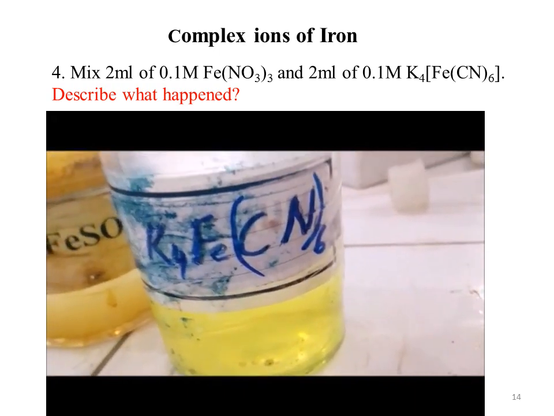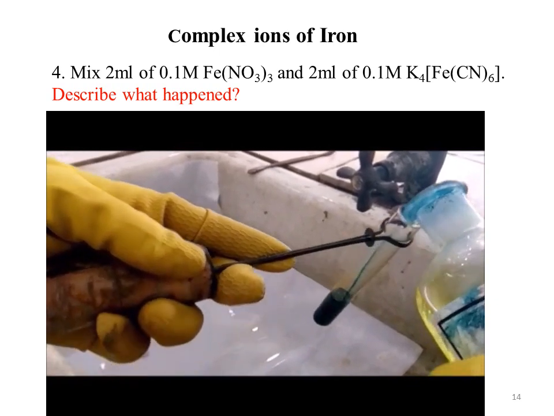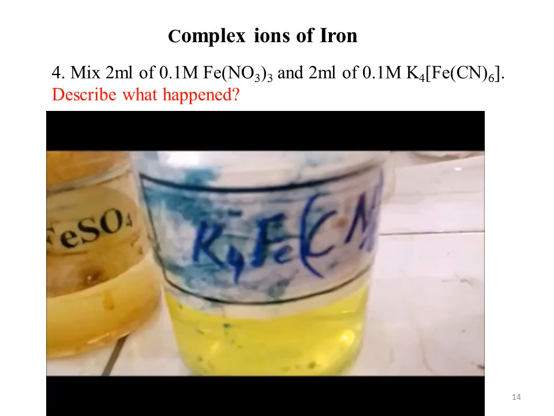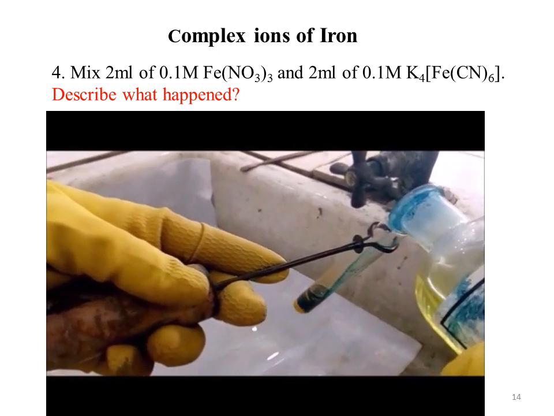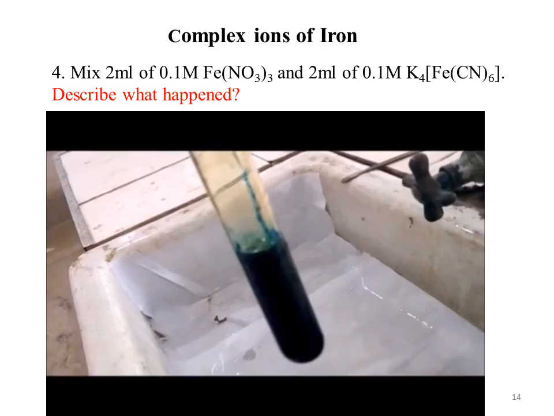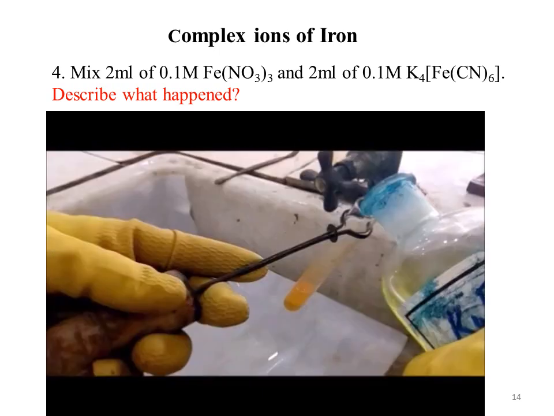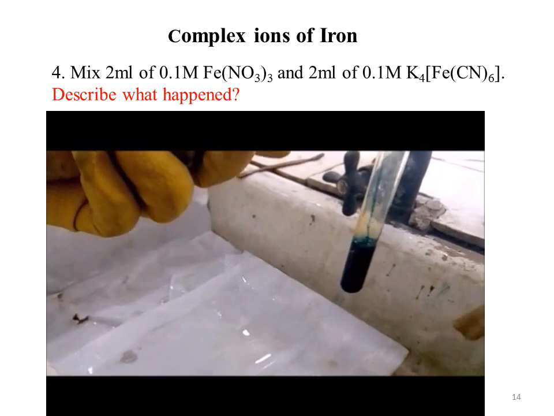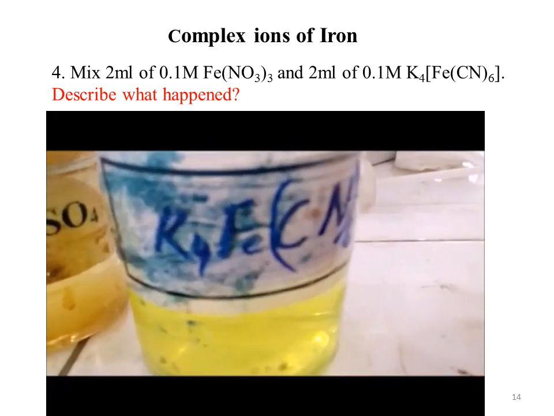Okay, this is step number 4 of complex ions of iron, where you have to mix 0.1 molar ferric nitrate and 0.1 molar potassium ferrocyanide. In the test tube, ferric nitrate has already been taken, and as potassium ferrocyanide is added, you can see very nice Prussian blue precipitate is formed. These Prussian blue precipitates are of what compound? You will learn in the next slide.